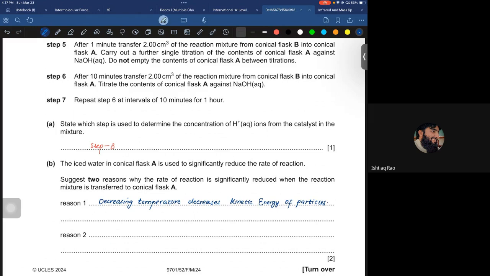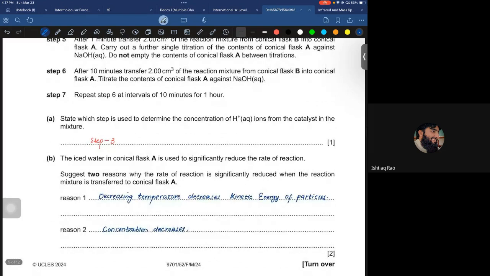Then another possible reason is that when the concentration decreases, the rate decreases, because concentration is directly proportional to the rate of reaction. Concentration means the number of particles. When the concentration decreases, the number of particles decreases. When the number of particles decreases, the number of collisions decreases. So as a result, the rate would decrease.